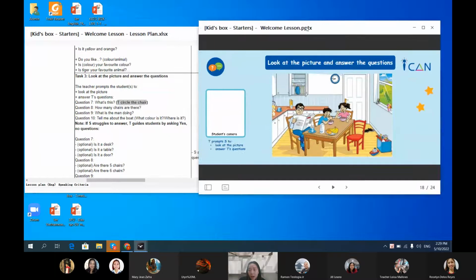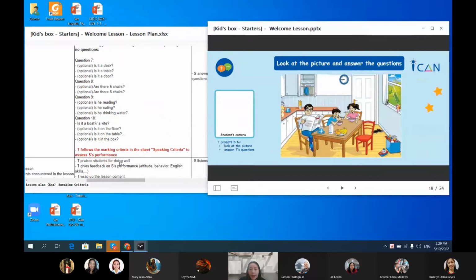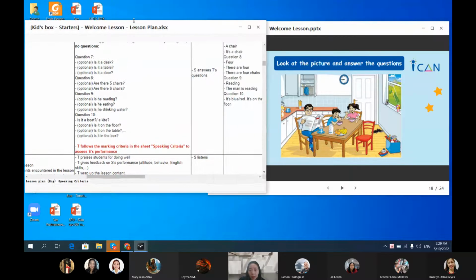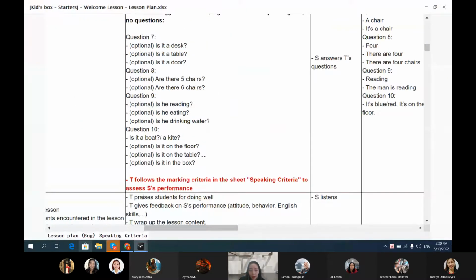Okay, so this is the welcome lesson. It is like a normal trial class, but inside we are going to test them on their speaking skill. After you finish the welcome lesson, what do you have to do? You have to open the speaking criteria. Do you see the speaking criteria over here? Everybody, do you see it?